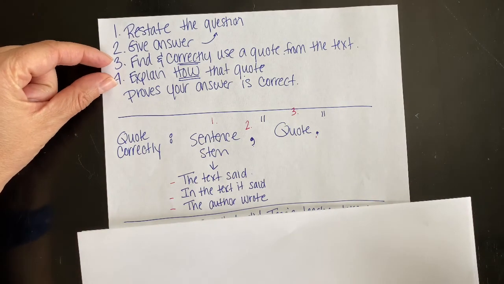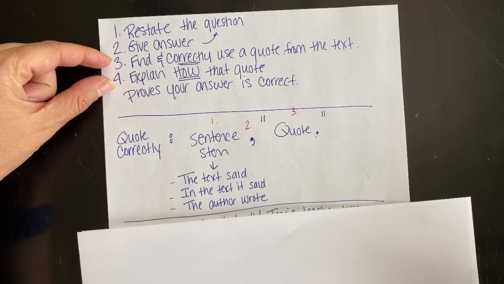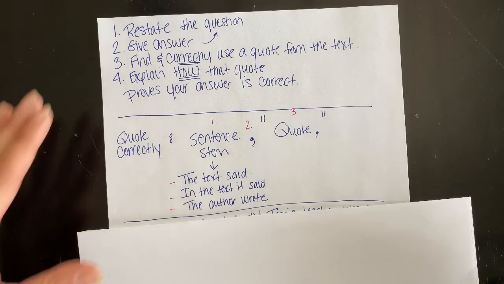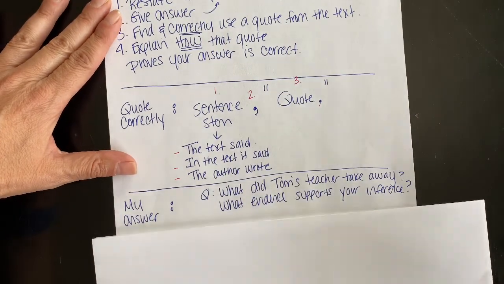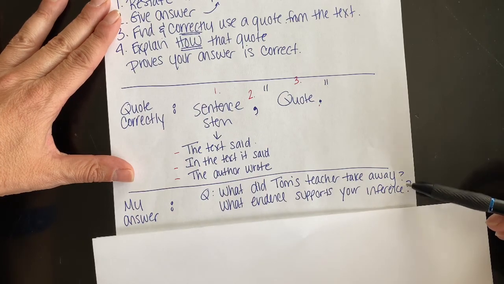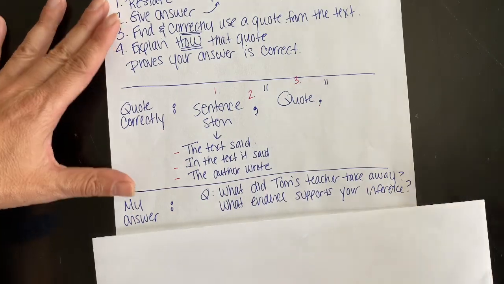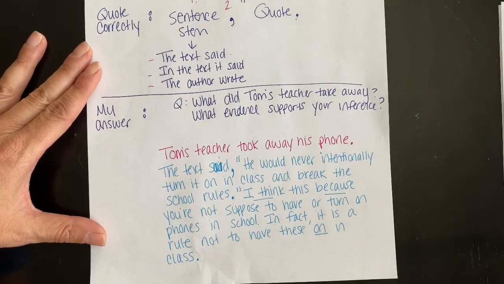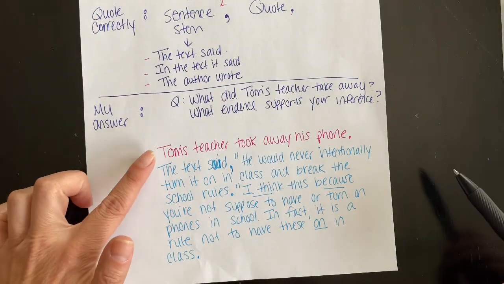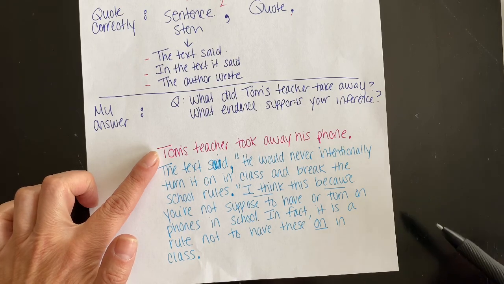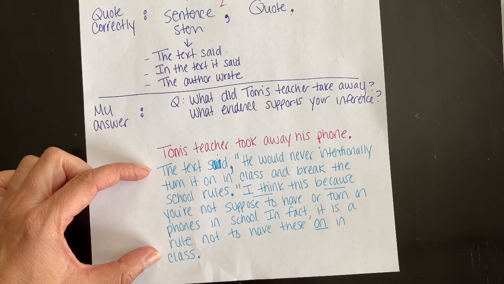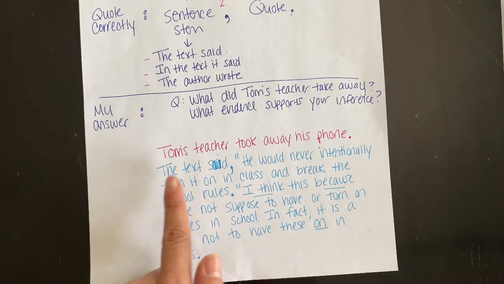Again, today we're focusing on these bottom two skills right here. What I'm going to do is show you my answer, how I would have responded to that question. Again, here was the question, the two questions that you were being asked to answer, and here's how I answered it. I started by restating and answering: Tom's teacher took away his phone. And here's the part that I want you to really focus on. I started with my sentence stem.